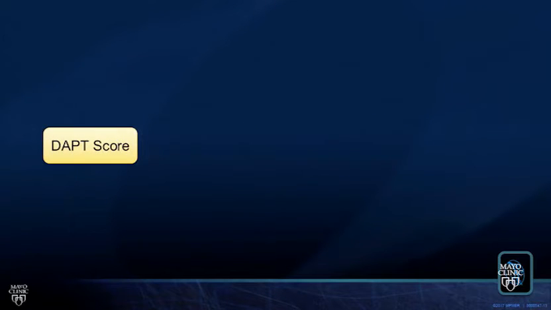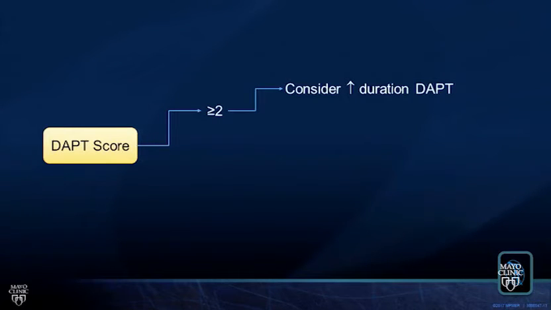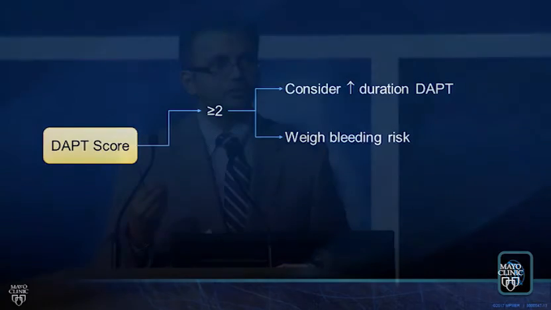Now, the DAPT score was derived from the DAPT study. It took into account several clinical and angiographic parameters, and it tries to help us navigate this challenging area. Using the DAPT score, if it's equal to or greater than 2, you could consider an increased duration of DAPT therapy, but you have to weigh the bleeding risk. Now, what's the benefit? With prolonged therapy, you're looking at a decrease in ischemic events by 1 to 3% at the cost of bleeding events that can occur in 1%.